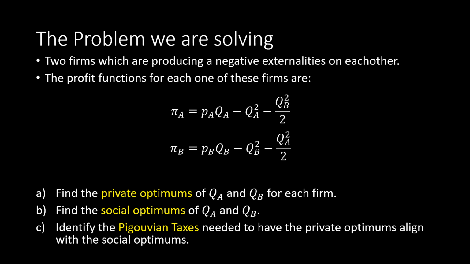The profit functions for each one of these firms are going to be as follows. They're going to be symmetric to each other. We're going to be tasked with doing the same three things. We're going to find our private optimums of QA and QB for each firm, find our social optimums of QA and QB, and then identify the Pigouvian taxes, in plural, because we have two of them. We need to align our private optimums with our social optimums.